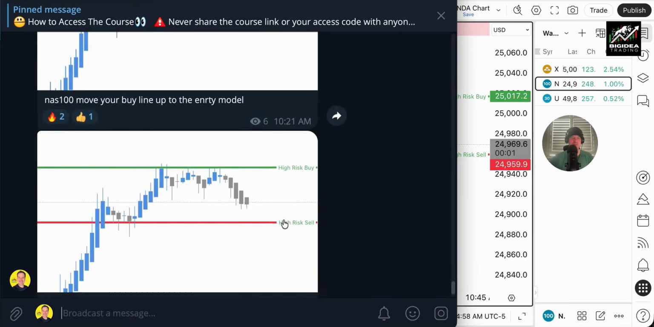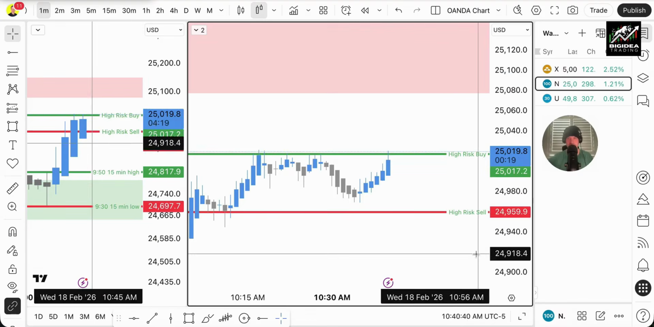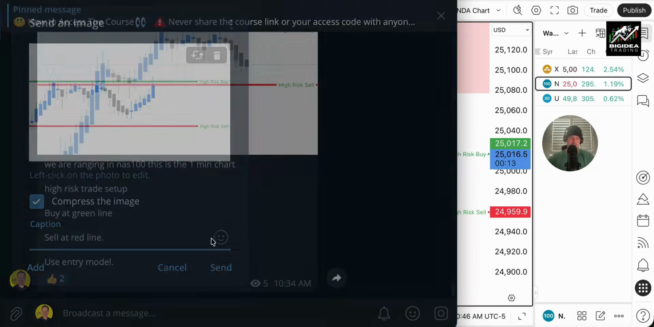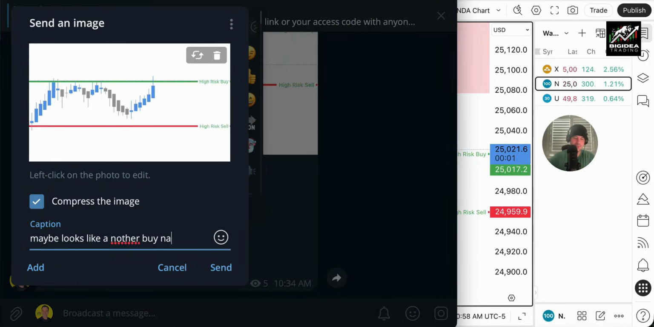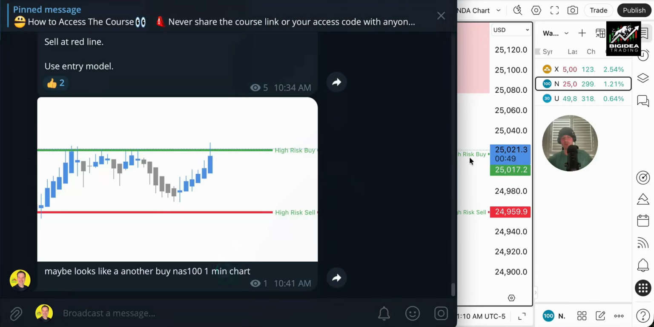Good. We could be getting our entry here. We'll just post about that. Maybe a buy. NAS 100, 1 minute chart. Good. Hope that's right.